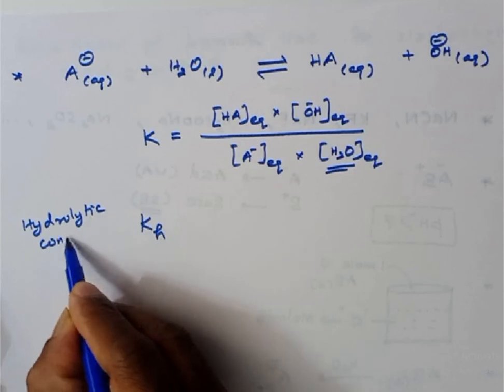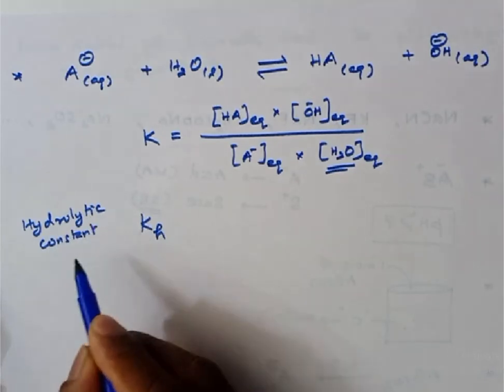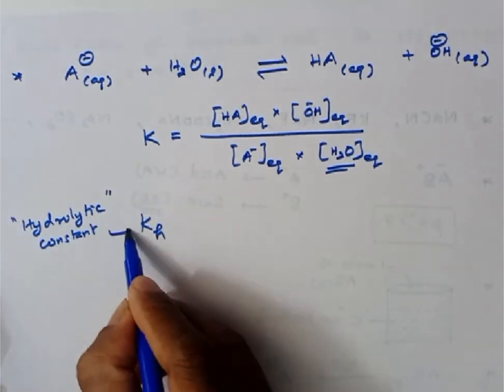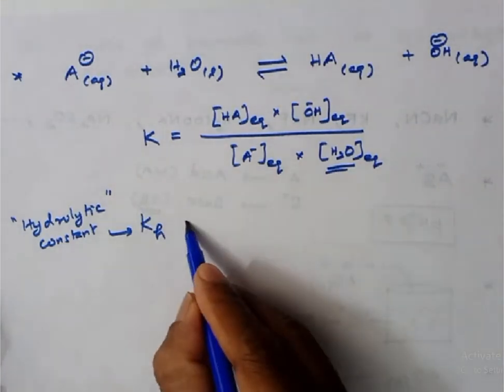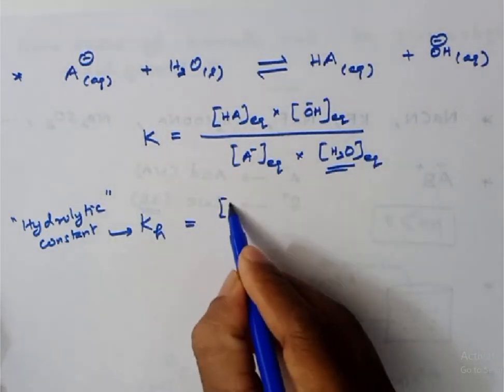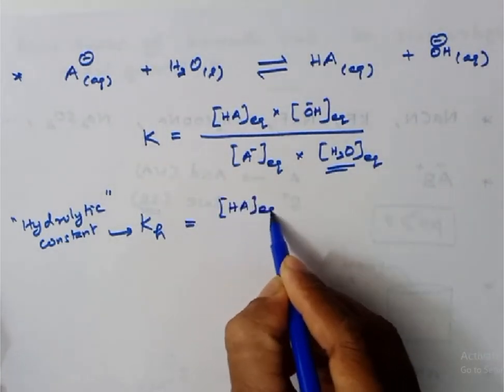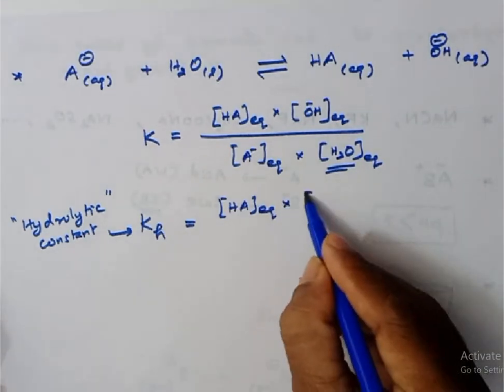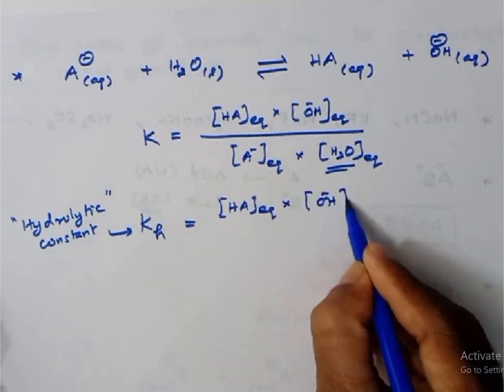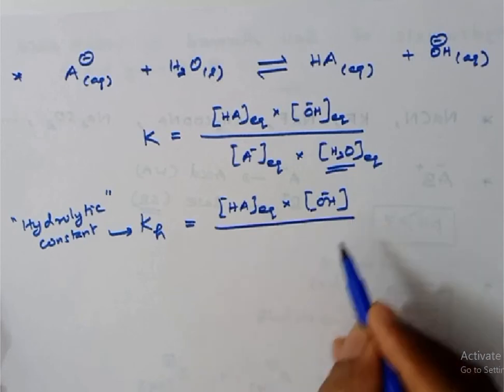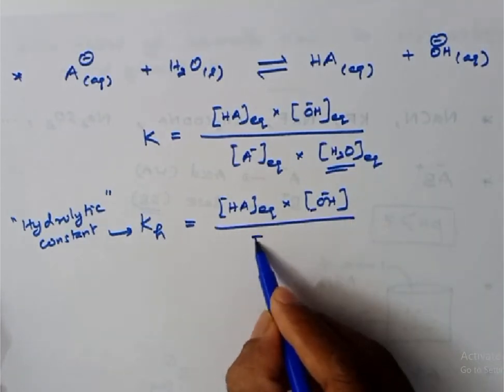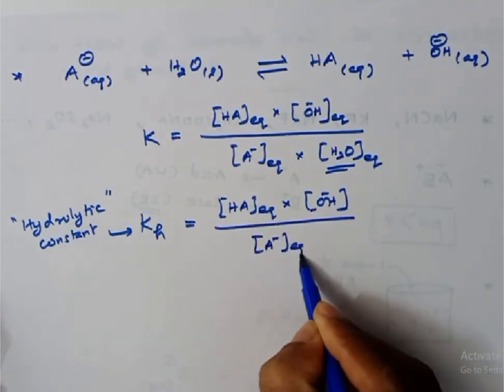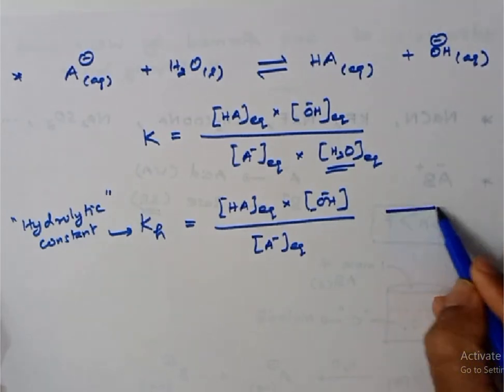Hydrolytic constant of the salt. So what is the hydrolytic constant? It is nothing but the equilibrium concentration of the weak acid times the equilibrium concentration of the hydroxide ion, divided by the equilibrium concentration of the anion. Let's take this as equation number 1.